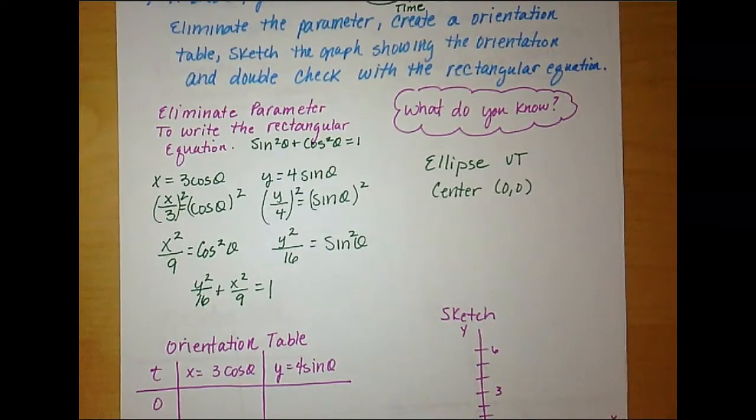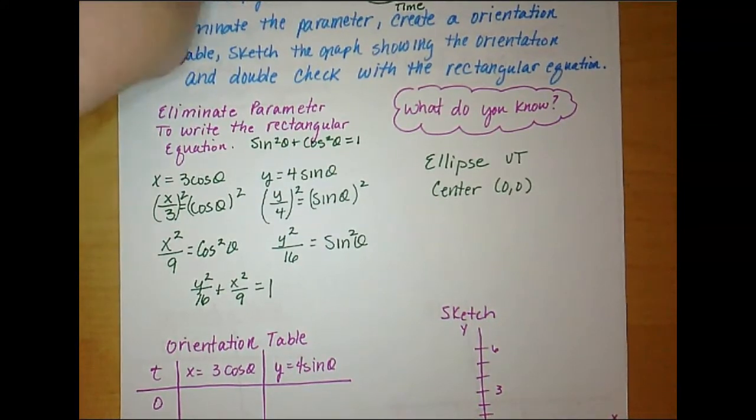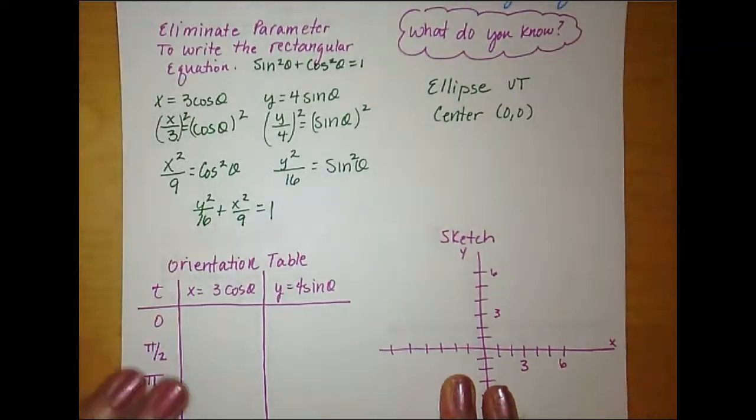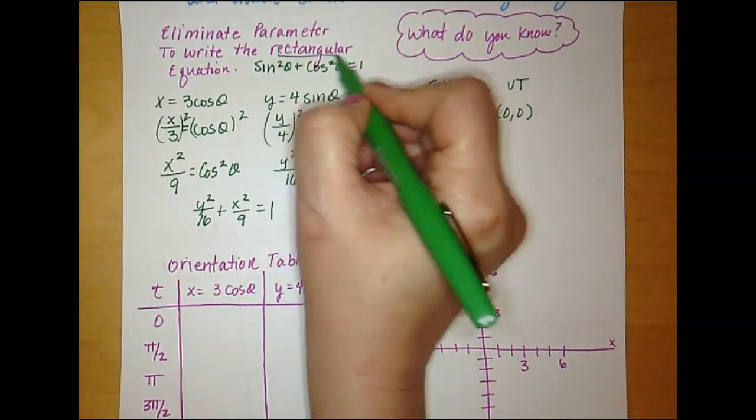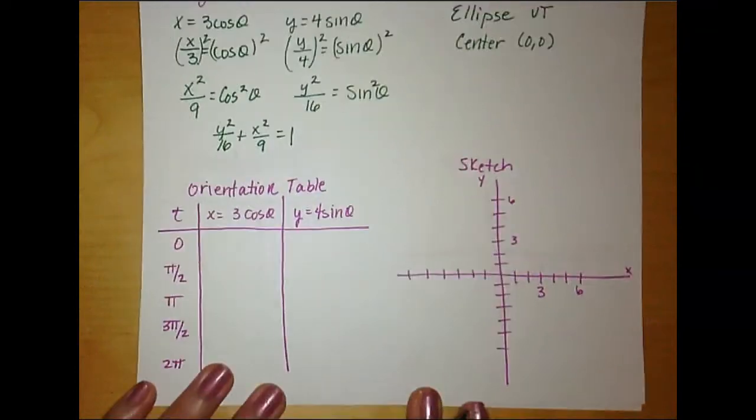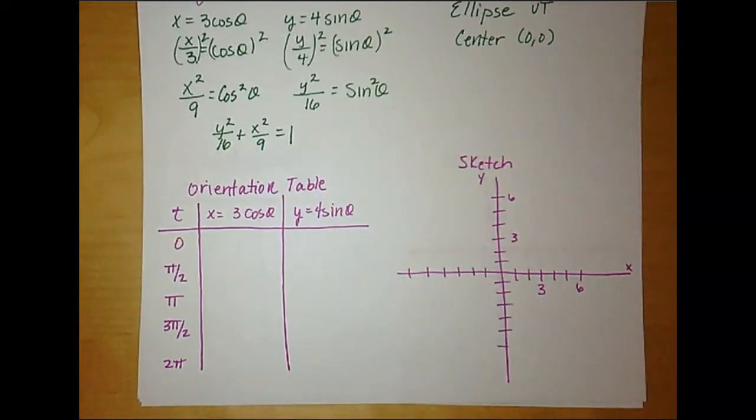So when I get to the point where I'm graphing after I create my points in my orientation table, I want to keep that in mind. I should end up with an ellipse that's longer vertically than it is horizontally, and its center is going to be at 0, 0. So it's always important to stop and take a look at what you know about the rectangular equation that you just got, because that's what this is. That is the rectangular equation.